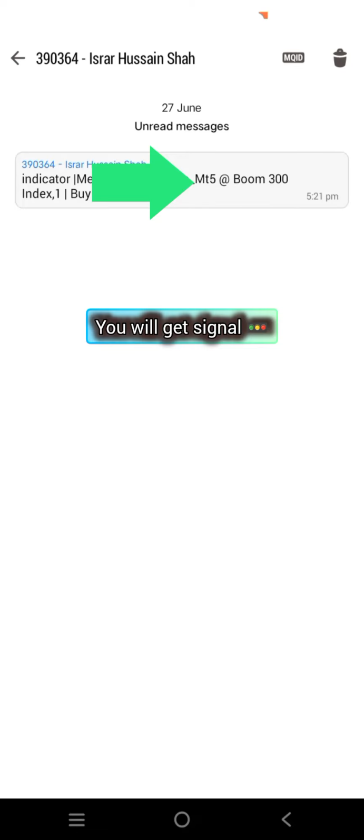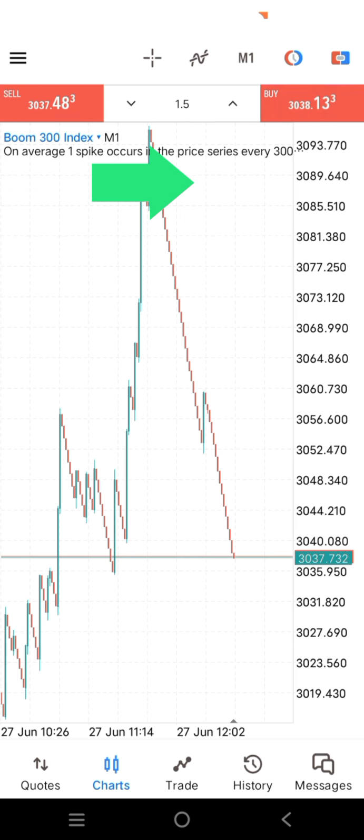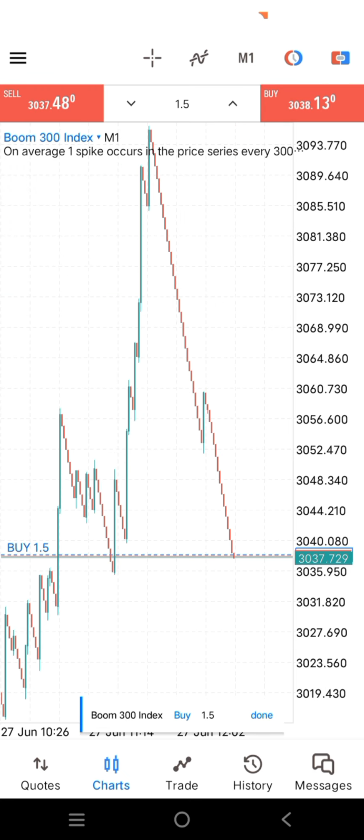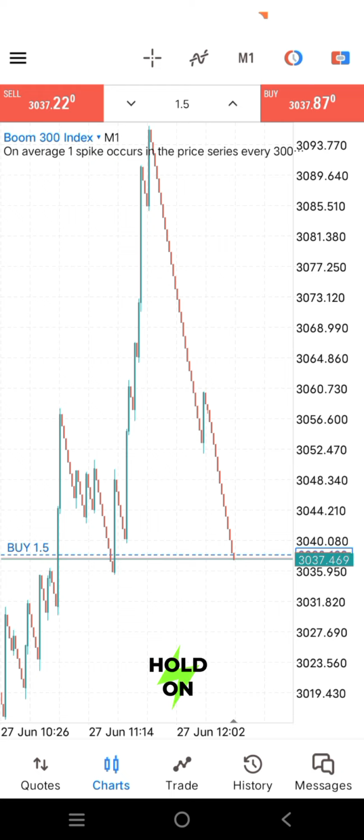Spike killer indicator will send you signal in your MT5. Okay, just select the pair, open a trade. You received boom 300 trade signal. Now it's time to open your trade. Stop loss is 4 candles only based on our spike killer system.